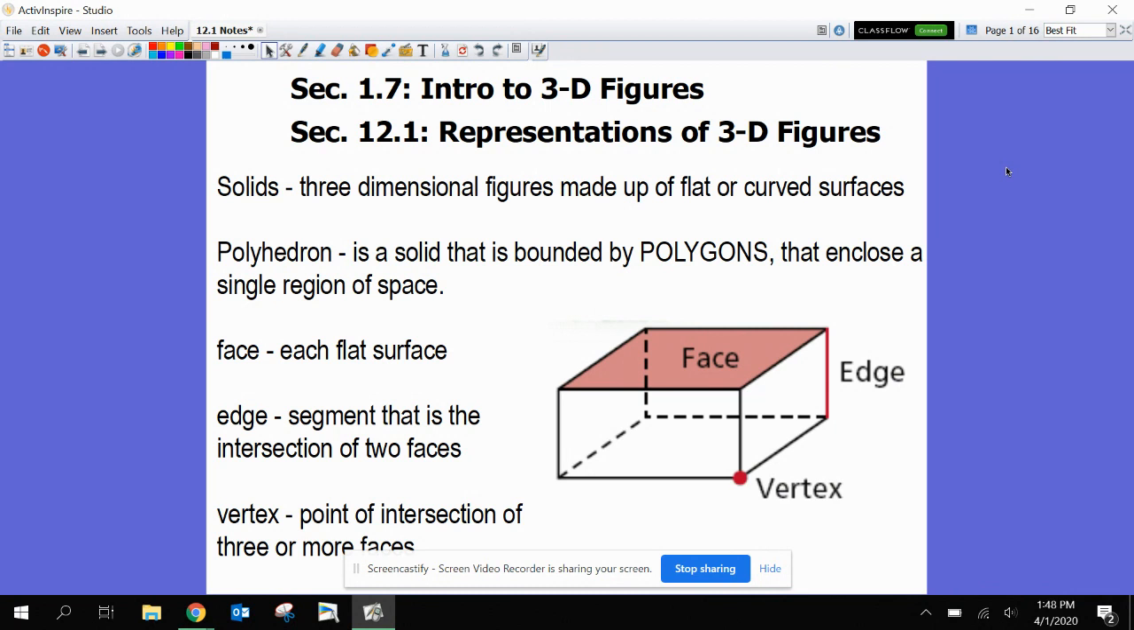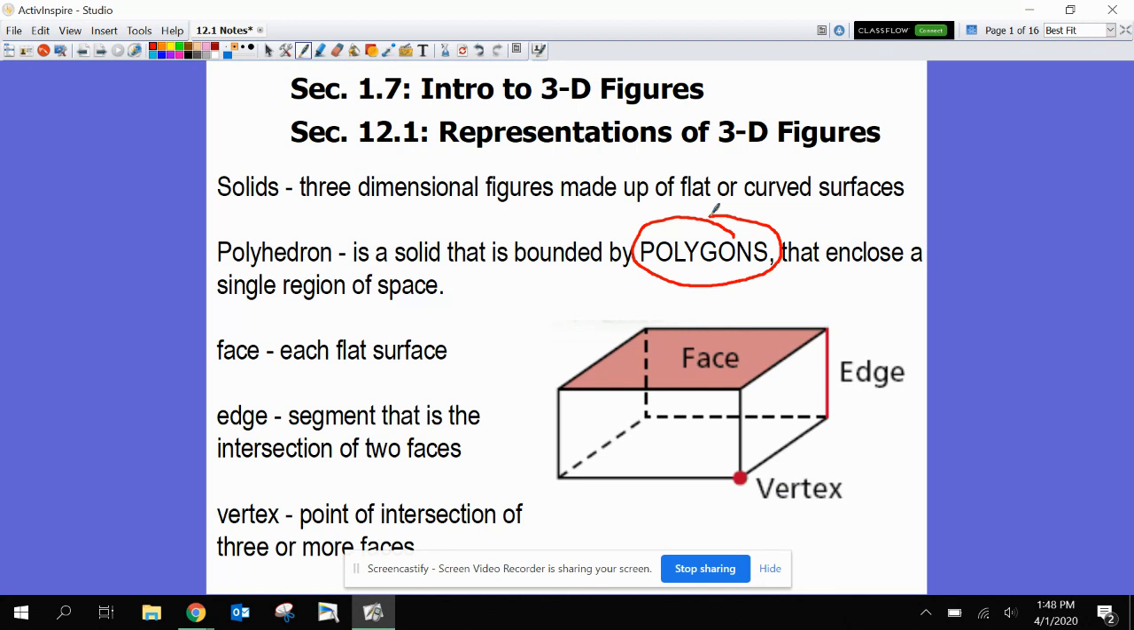And what we'll do in section 12.1 is we're going to go over the basics of three-dimensional figures. So on this front page of your slides, you have some basic definitions, some things that we need to know going forward. The key is a polyhedron. A polyhedron is a solid that is bound by polygons. And so I'm going to highlight this word right here, polygons. This is the key to your definition. Polyhedron is a solid bounded by polygons that enclose a single region in space.